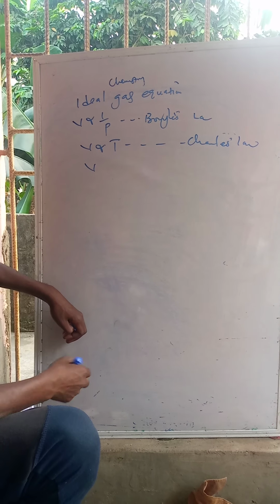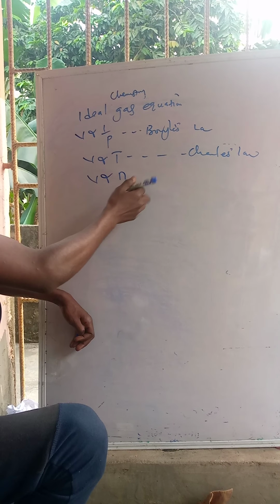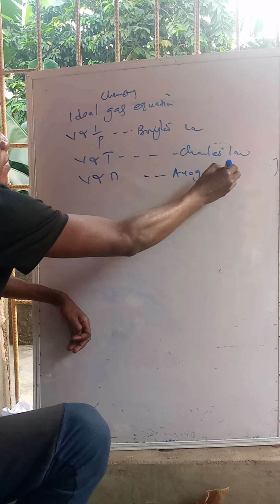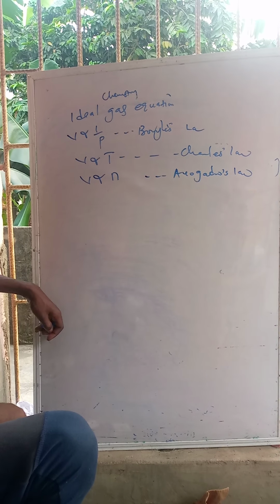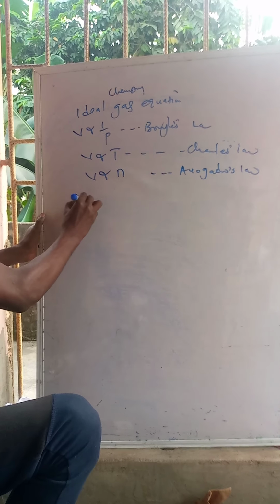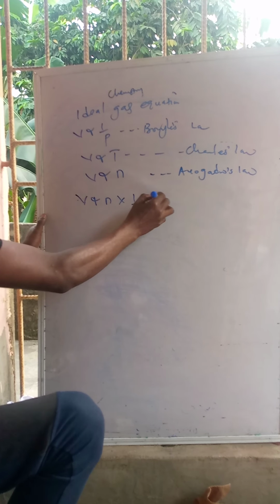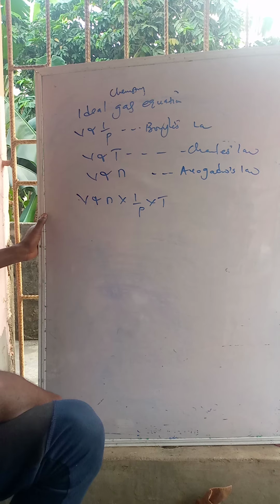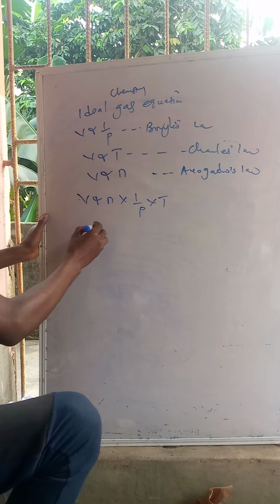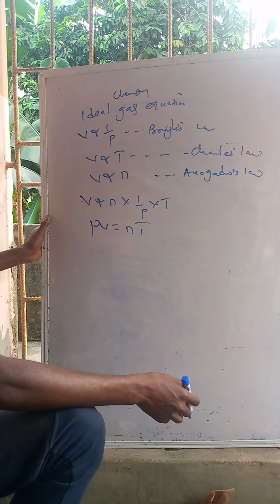And for Avogadro's law, we know that equal volumes of all gases at the same temperature and pressure contain the same number of molecules. So V is directly proportional to n. So this is for Avogadro. The full name of the man is Amedeo Avogadro. So if I'm to combine these together now, I'm going to have V directly proportional to n times 1 over P times T. Since this is directly proportional, we are going to have PV is equal to nT, right?